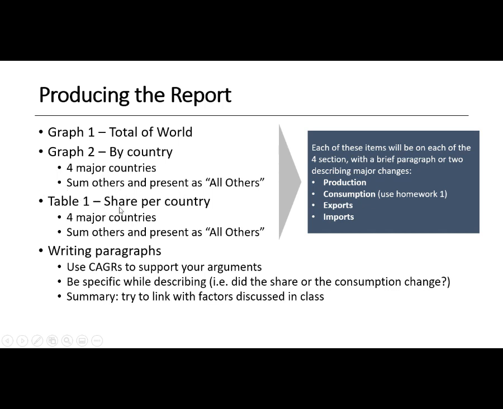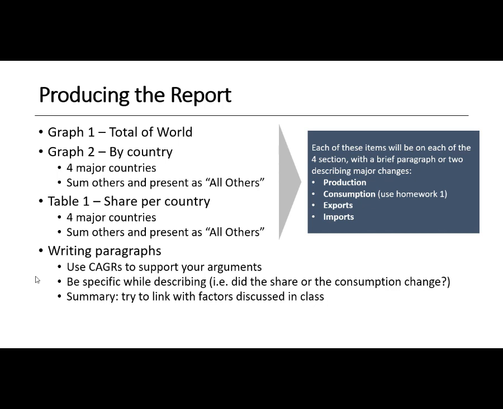Table 1, share of, in this case, production per country. Same thing as you did for homework 1. So pretty straightforward. Same thing for production, exports, and imports. You're going to be writing paragraphs as well. Just a quick tip. Remember, when describing the change, to use the CAGRs or the yearly changes. You don't say consumption increased. You say how much. So you support your argument with CAGR.